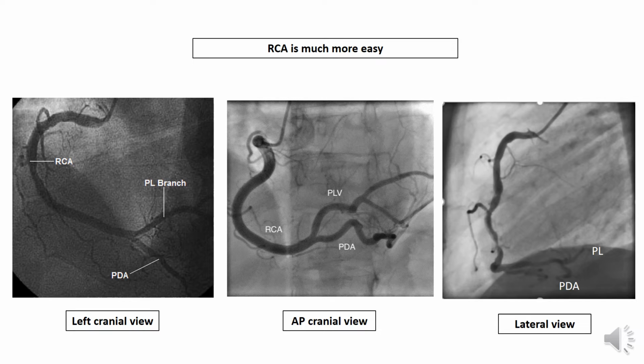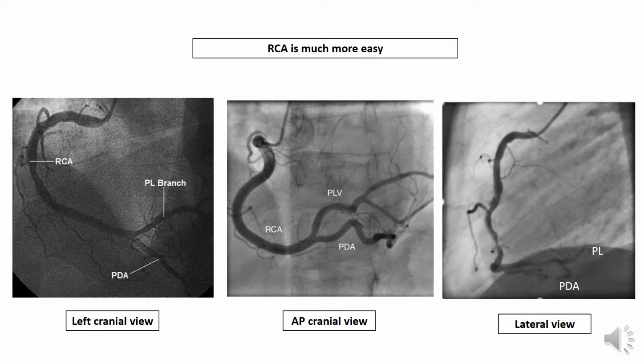In this orientation we are looking from the left side of the patient, from the patient's head, left cranial view. So we are seeing the opposite cupola of the diaphragm. This view is very important in assessment of the proximal and mid segments of the right coronary artery.